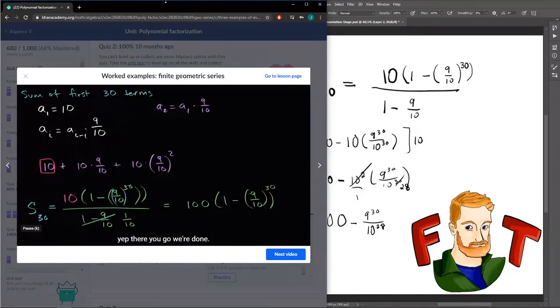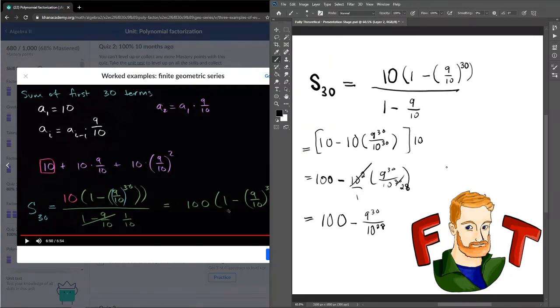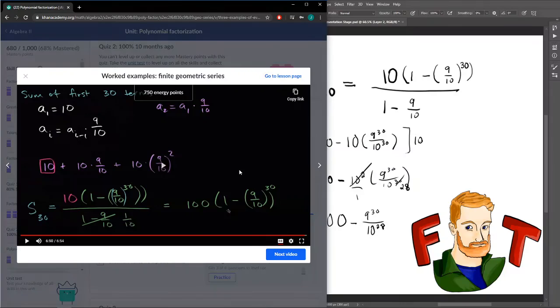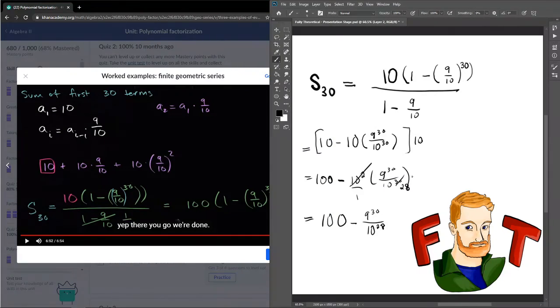We're done. Wait, hold up. So he ended right here. Okay, so we have 100 minus. So what he didn't do is distribute these 10s into that. He got right here and called it done. But whatever, it's the same answer, because I can pull this back out if I just don't do this step. That's fine. So calling that one good. So we got a pretty good idea of what we're supposed to do.